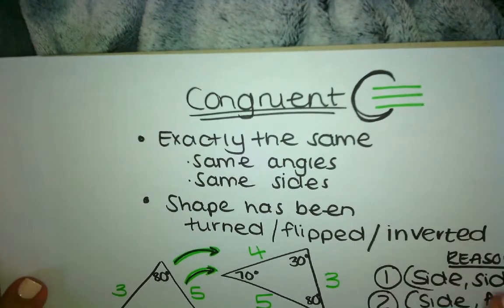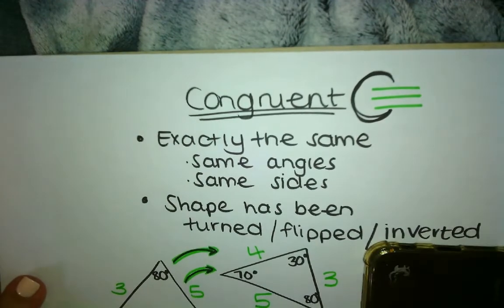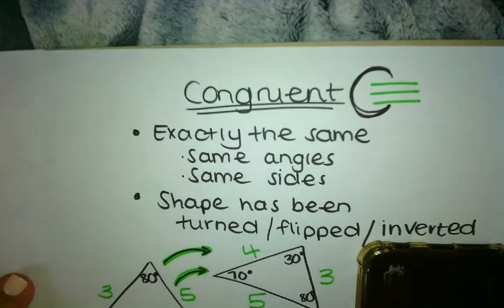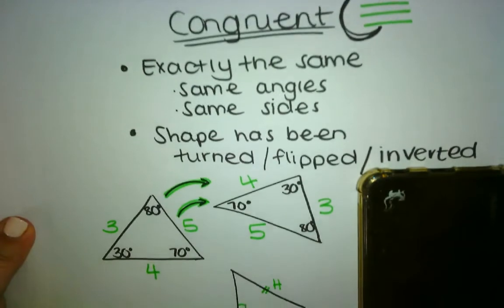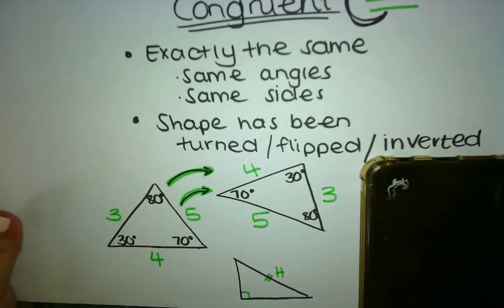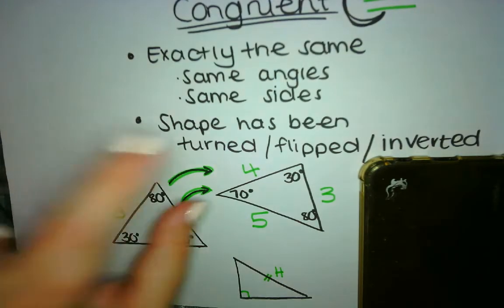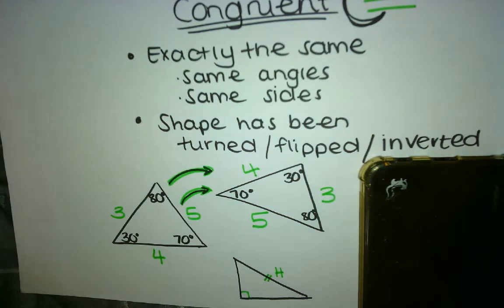So the one thing that I really want you to write down over here is that it is exactly the same, which means all the sides are the same, all the angles are exactly the same. The shape has just been turned, or otherwise inverted, which is kind of like a mirror reflection. So inverted is kind of like when it's been turned inside out.